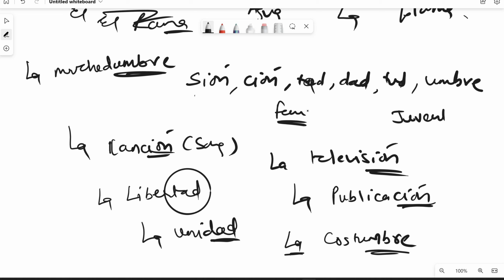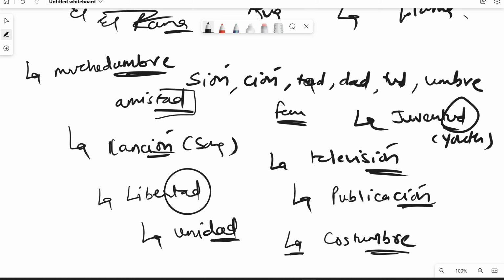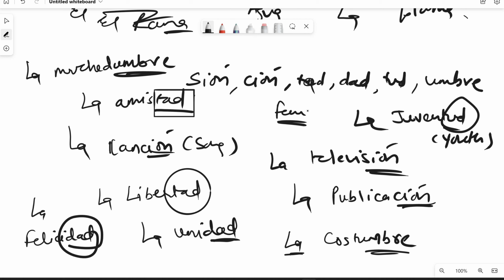Juventud, which means youth, ending in tud, la juventud. Amistad, which means friendship, ending in tad, la amistad. Felicidad, which is happiness, ending in dad, la felicidad. So you need to remember all these things.